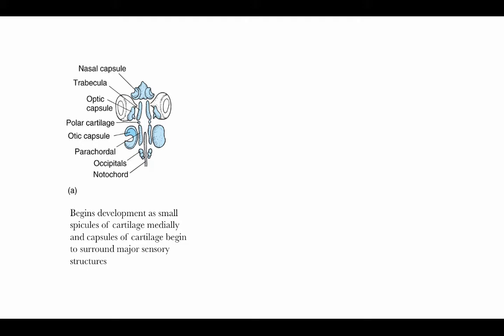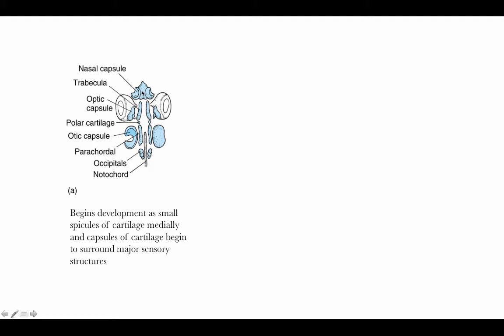So in the very earliest stages of development of the chondrocranium, it begins first with some small little spicules of cartilage. This one is called the trabecula, and then a pair of parachordals that are going alongside of the notochord you see protruding up into the cranial area, as well as some little condensations of cartilage that are going to become the occipital bones at the very posterior part of the skull.